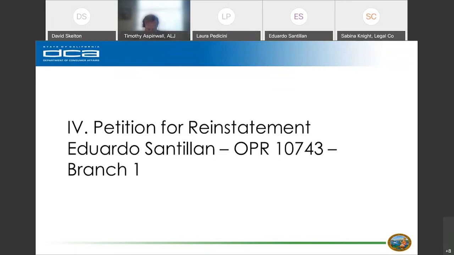Next, the petition for reinstatement of revoked operator's license number OPR 10743 submitted by petitioner, signed and dated August 31st, 2020. Next, the declaration of petitioner, signed and dated August 31st, 2020. Next, request for live scan for petitioner, which was completed on August 31st, 2020.